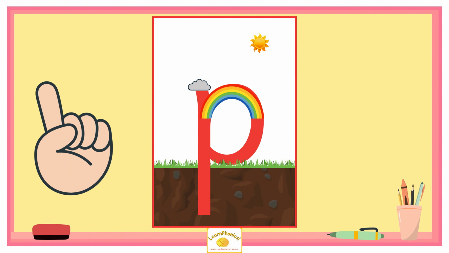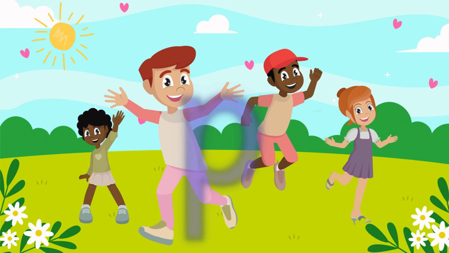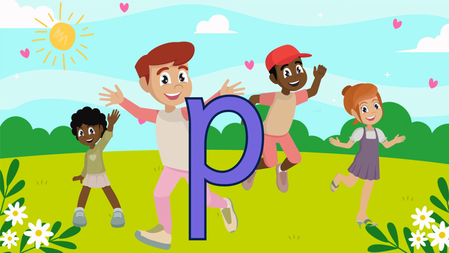Let's try one more time. Down, back up, round the rainbow. Well done! You learnt the letter P saying P.